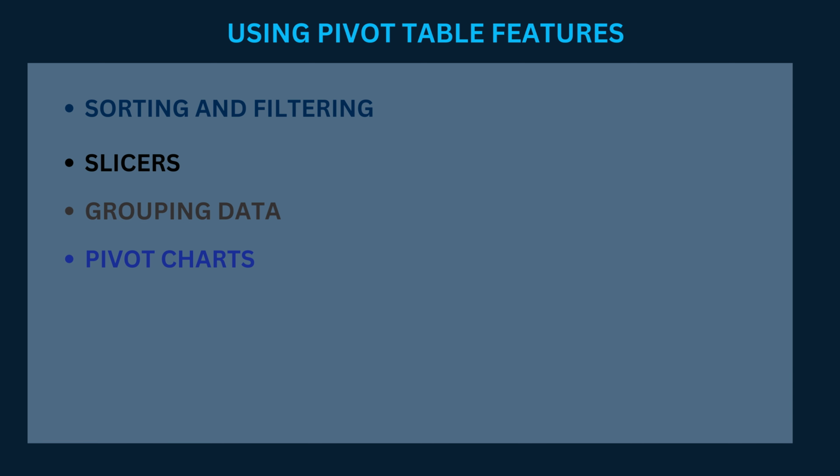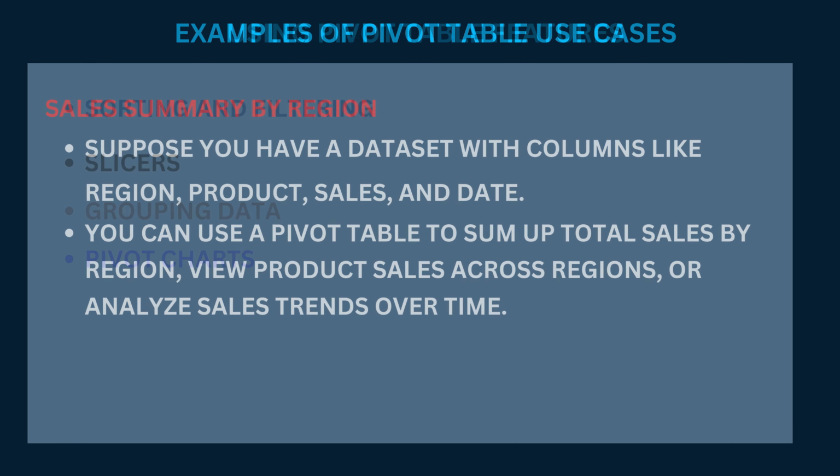Grouping data. Excel allows you to group data within a pivot table. For example, you can group dates by month or quarter, or group numerical data into ranges. To group, right-click on a row label, and choose Group. Pivot charts. Pivot charts are dynamic charts linked to pivot tables. They automatically update when the pivot table data changes. To create a pivot chart, select the pivot table, go to the Insert tab, and choose a chart type.